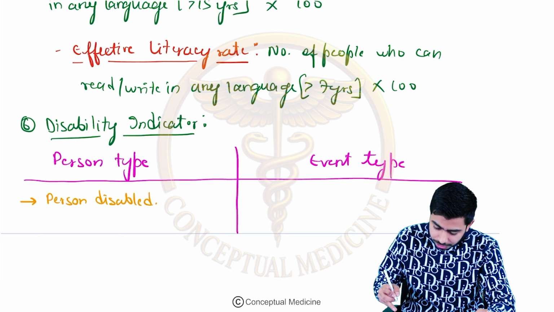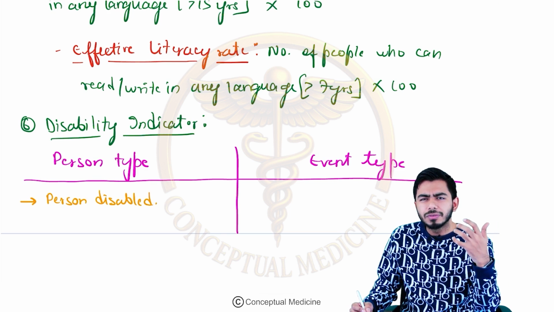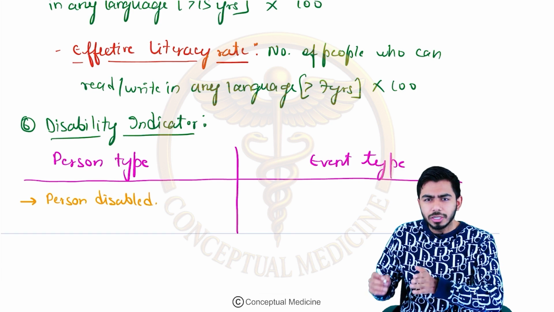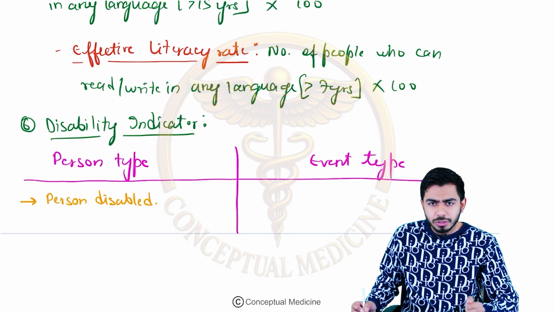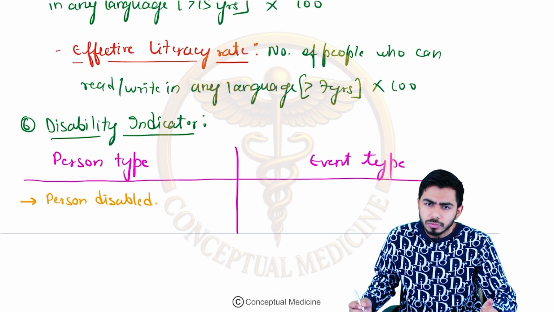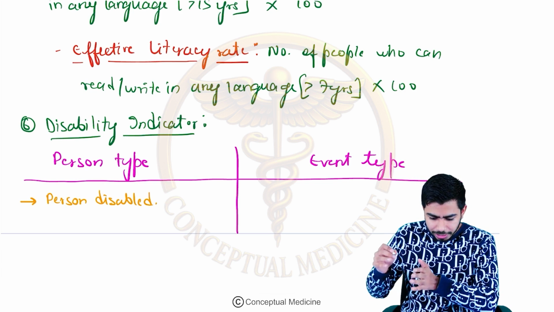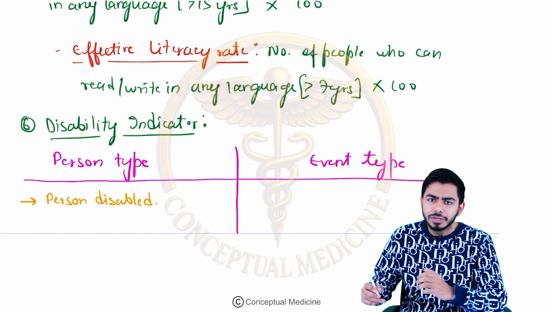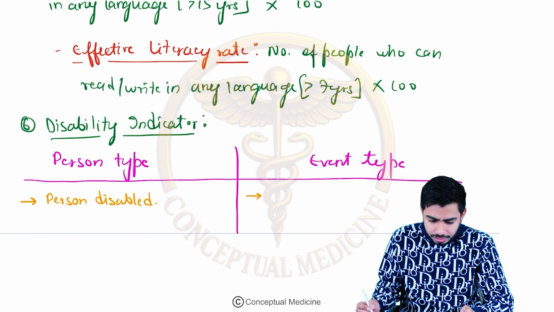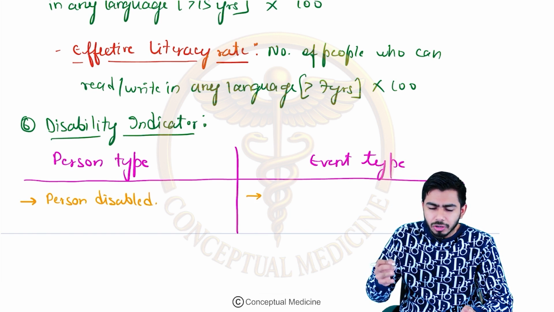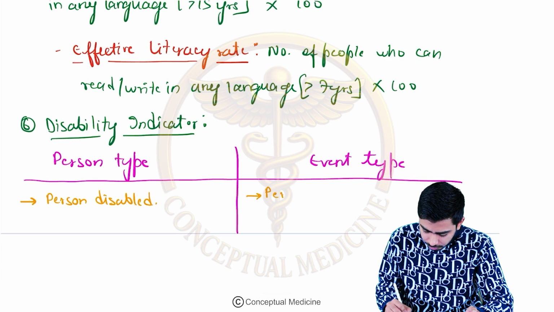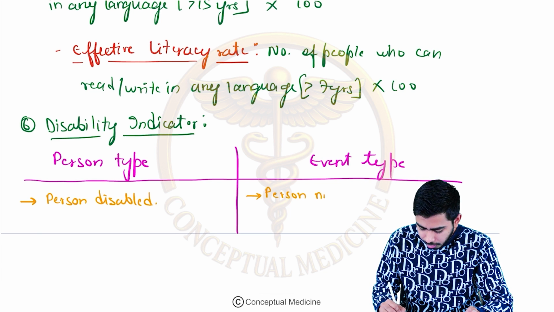And in the event type, basically the person will not be having the mood to work. Sometimes you're not having the mood to study, for example. So that is the event type disability. In the event type, the person is not in that mood to work. So that kind of disability will be the event type disability. So here we can write in the event type there is a mental disability, or the person is not having the mood to work.